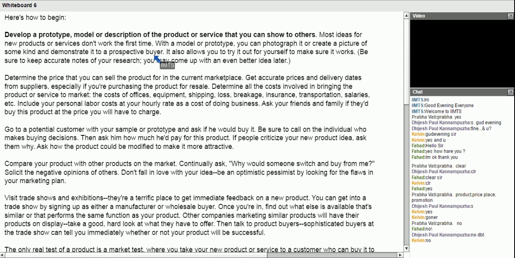You can show it to a prospective buyer. Prospective means future buyers. It also allows you to try it out for yourself to make sure it works. Be sure to keep accurate notes of your research. You may come up with an even better idea later, right? So based on the feedback you get from prospective users, there is a big possibility that you have to make some changes, which can even enhance your services or product. So this is the first thing you can do.